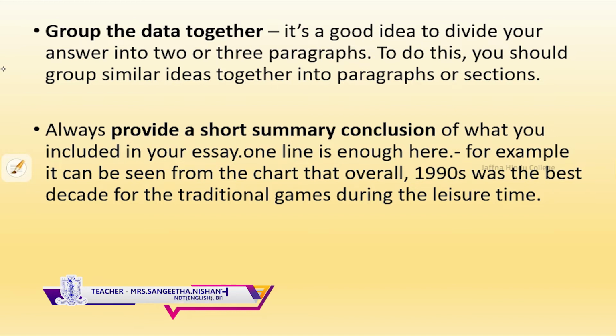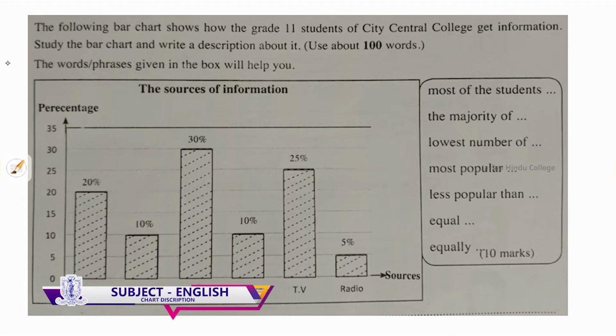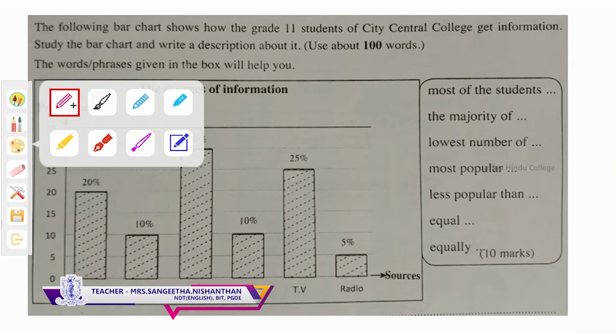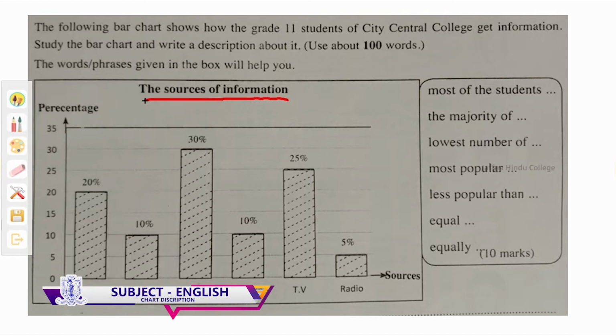At last, look here, for example, it can be seen from the chart. This is an example. Overall, the 1990s was the best decade for traditional games during leisure time. Here's an example for a bar chart. What is the title of this chart? The sources of information. And the y-axis shows the percentage. This can be named the vertical axis. And the x-axis shows the sources.